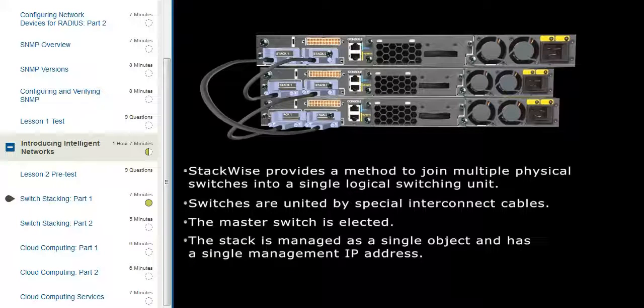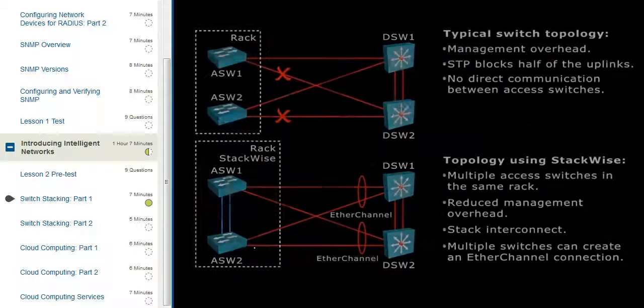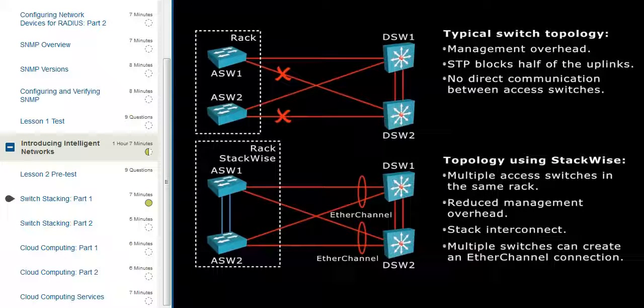Well, before we cover switch stacking, let's analyze what happens if we don't implement switch stacking in our environment. So we don't implement switch stacking in our environment at the access layer. I have my access layer switches in my rack. And right now we only have 2 switches. But let's add 4 switches in the rack on floor 1 servicing my users.